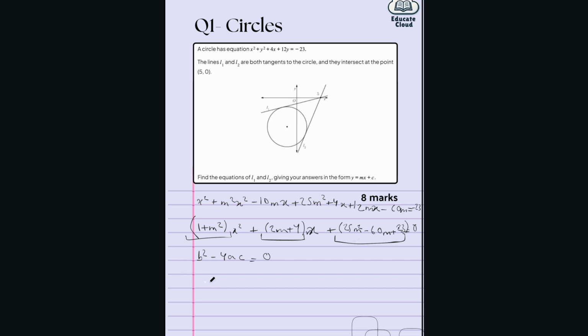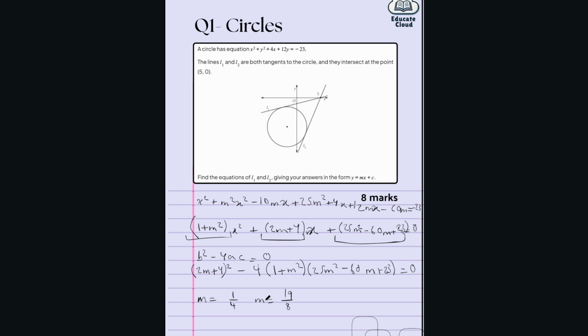So plug that into the discriminant: b squared minus 4 lots of ac, and that is equal to 0. When we solve this, expand and simplify it, and then plug it into your calculator, you should get m to be 1/4 or m to be 19/8.